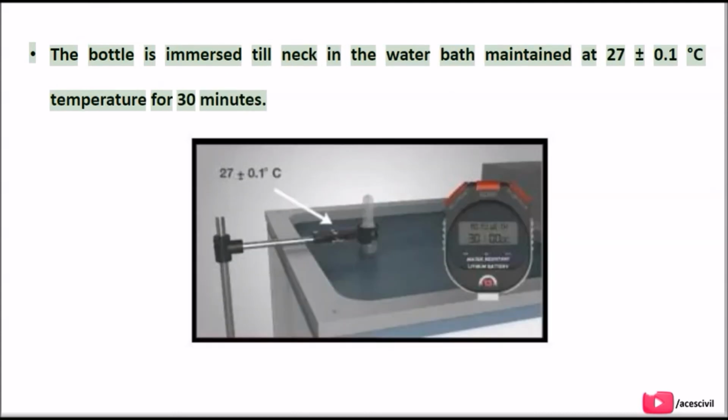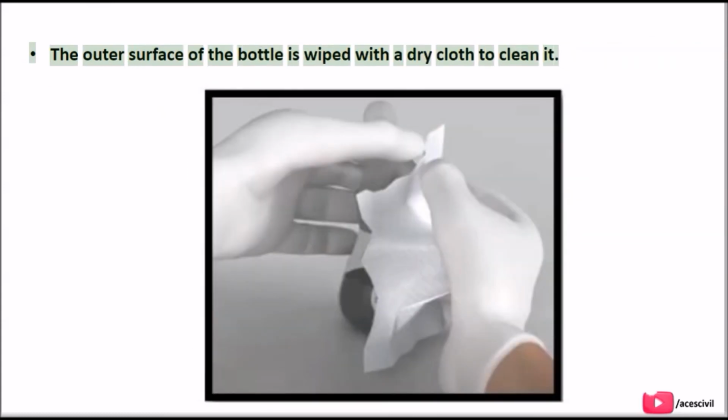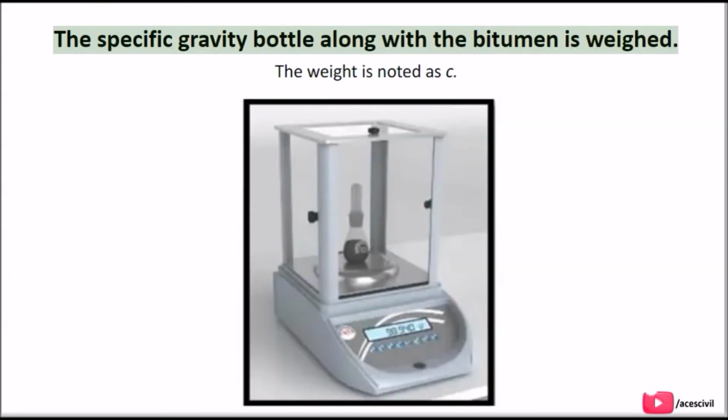The bottle is immersed till neck in the water bath maintained at 27 plus or minus 0.1 degrees Celsius temperature for 30 minutes. The outer surface of the bottle is wiped with a dry cloth to clean it. The specific gravity bottle along with the bitumen is weighed. The weight is noted as C.